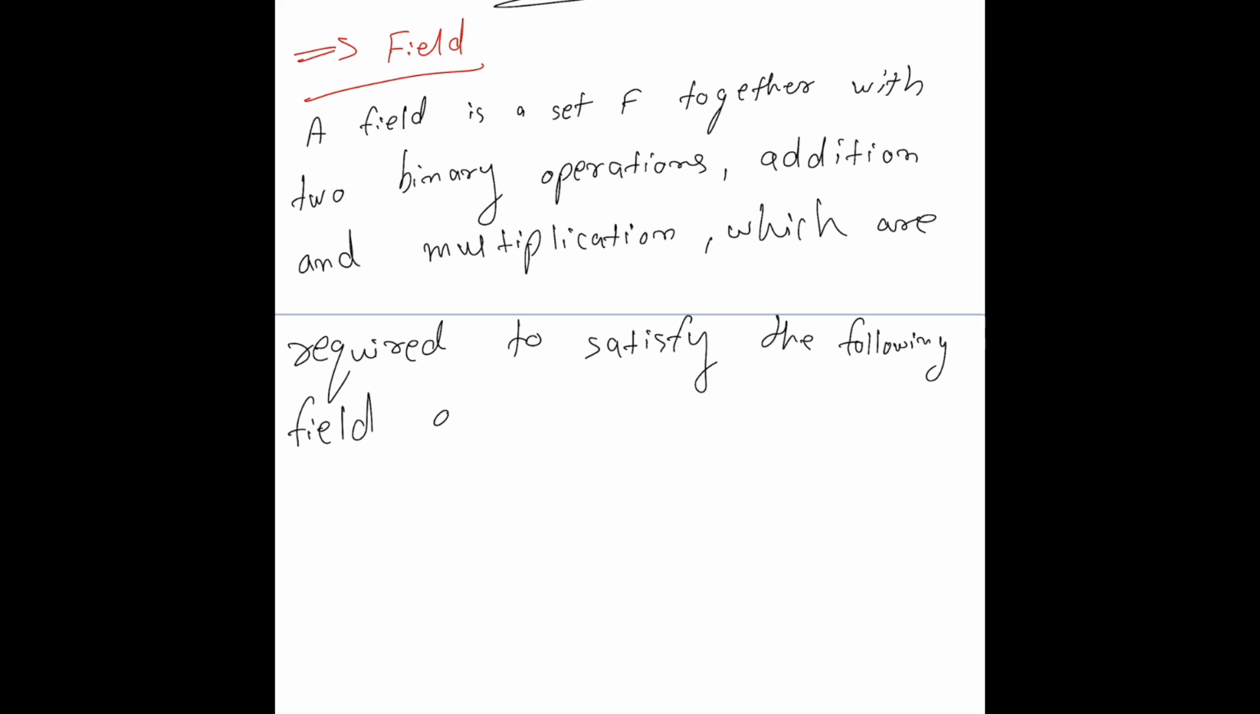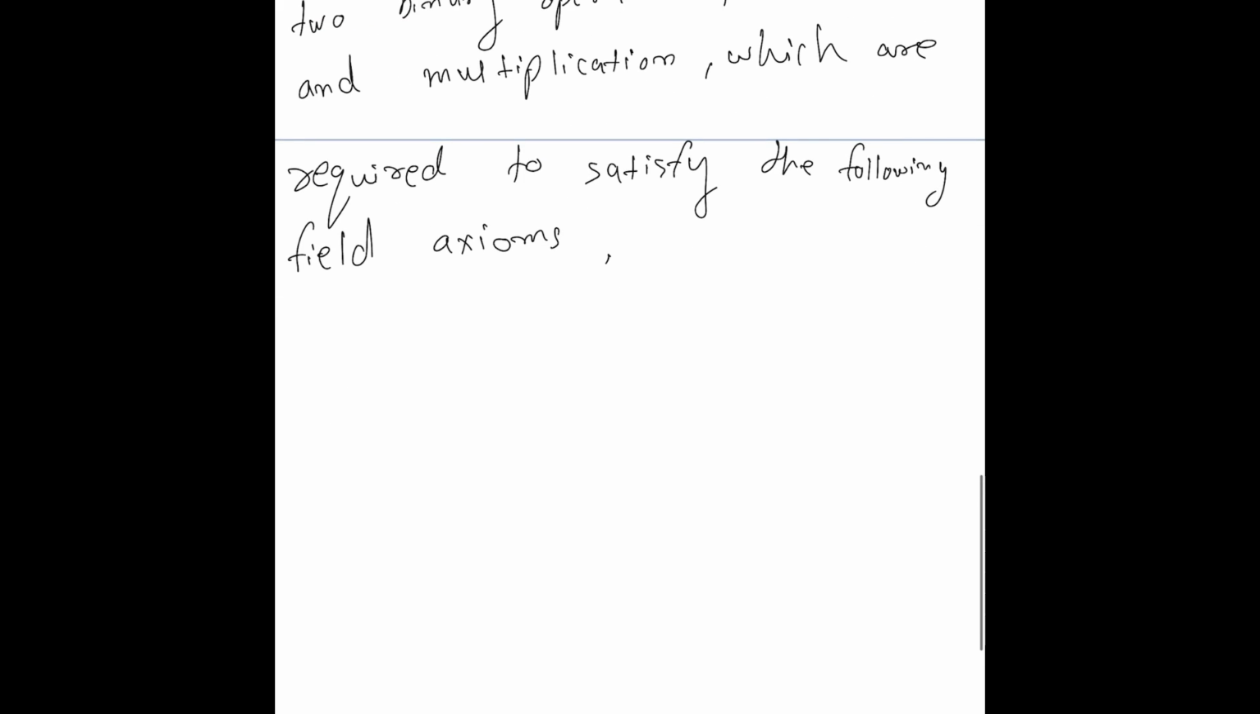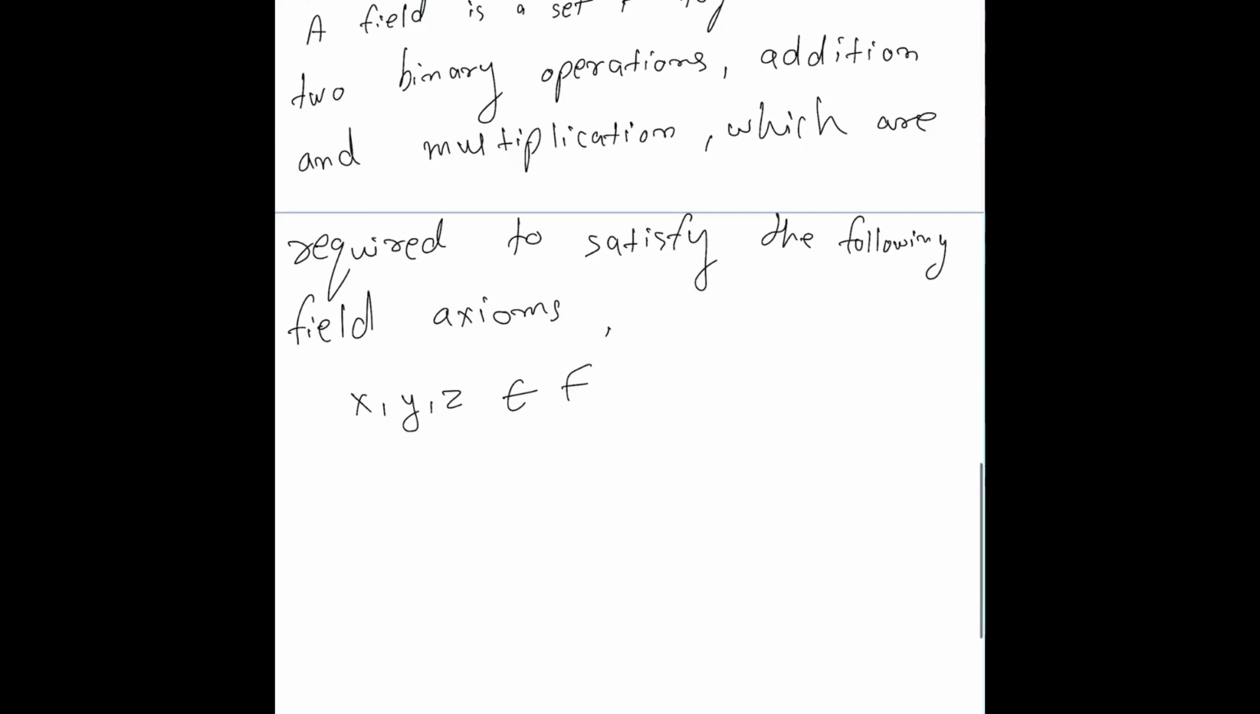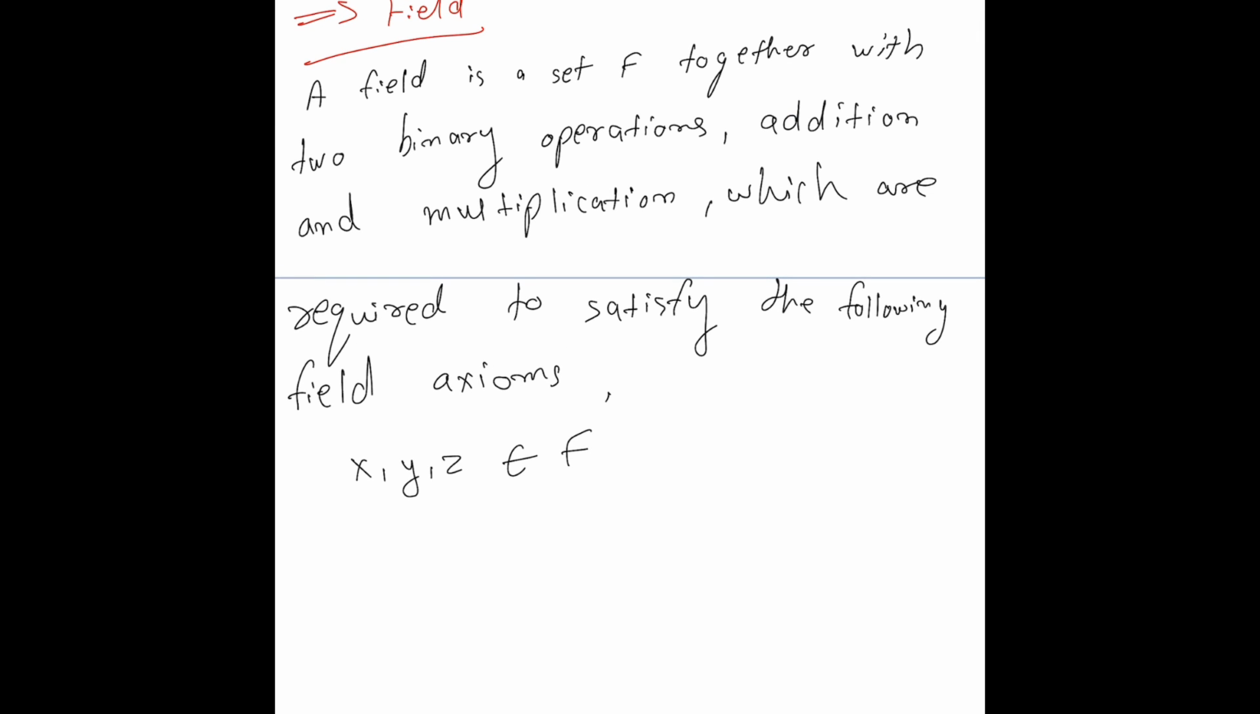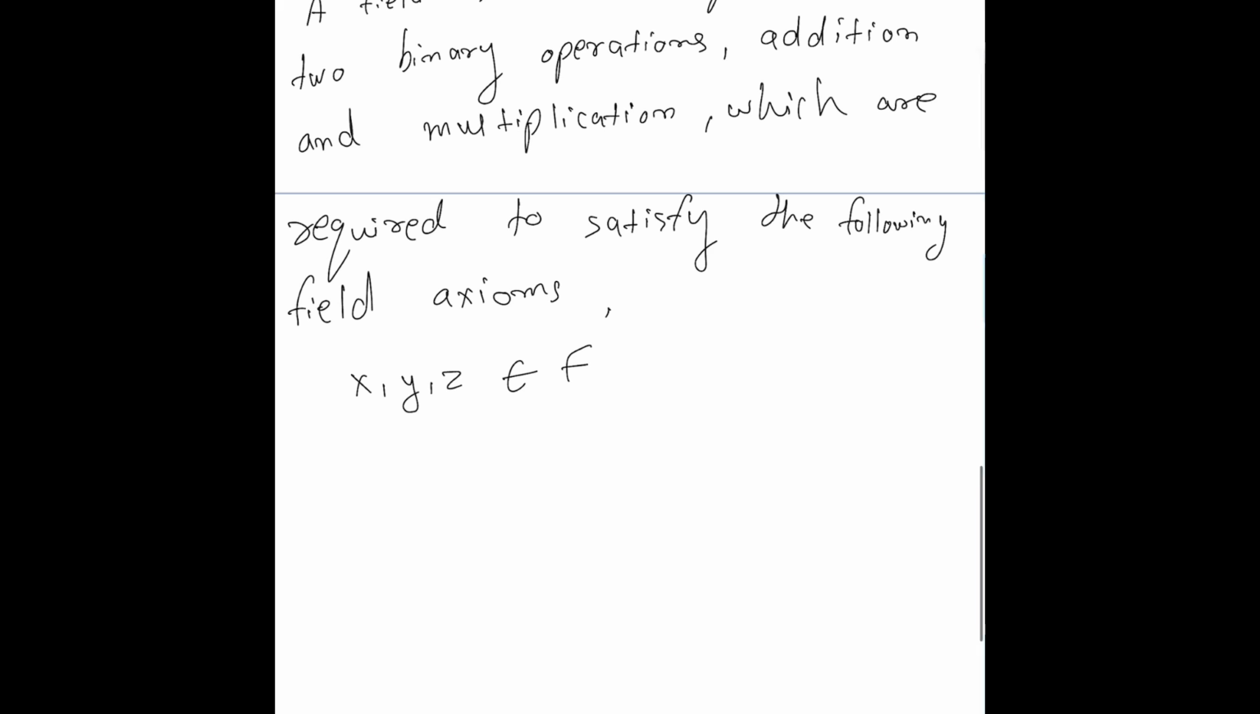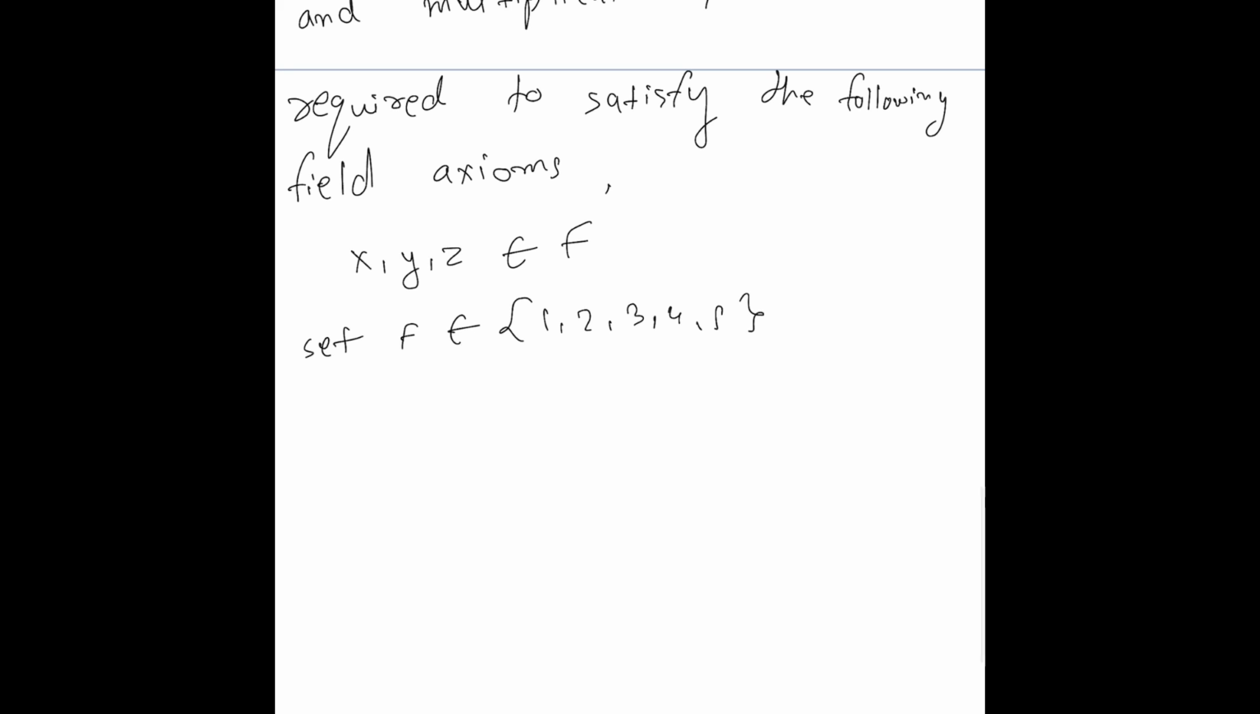So let's assume we have x, y, z elements belonging to the field F set. A field is a set F. Let's assume we have set F, with elements 1, 2, 3, 4, 5. But first we will explain what the field is. For the field, we have set F. We can call it a field when that set satisfies all the field axioms.